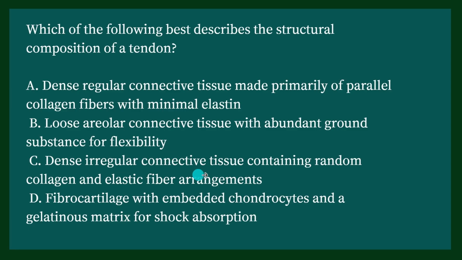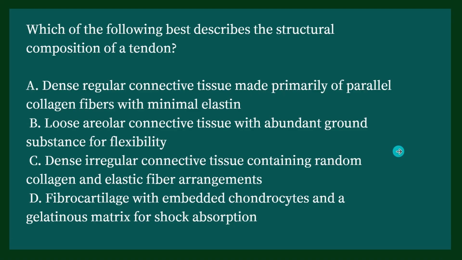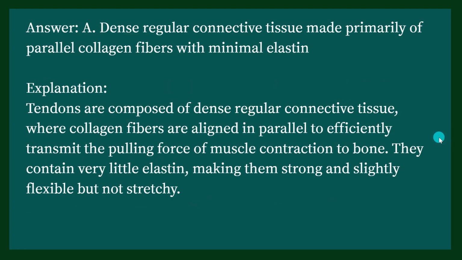Dense irregular connective tissue containing random arrangements, that's closer to fascia. D, fibrocartilage with embedded chondrocytes and a gelatinous matrix for shock absorption. No, that would be closer to a joint composition. So A is the correct answer.